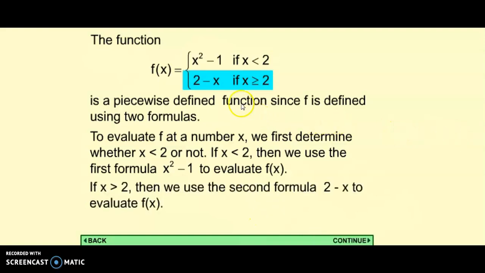Now what if the value of x is greater than or equal to 2? Then we'll be choosing the second formula, that is 2 minus x, to evaluate the functional value, that is f of x. For example, if we are taking our input as 7, so 7 is greater than 2, so you'll be choosing this formula to evaluate the functional value f of x. So after solution, your output will be minus 5.